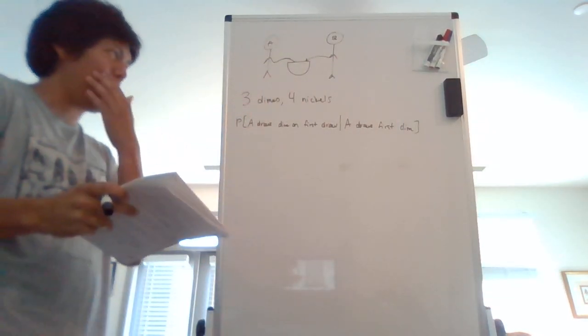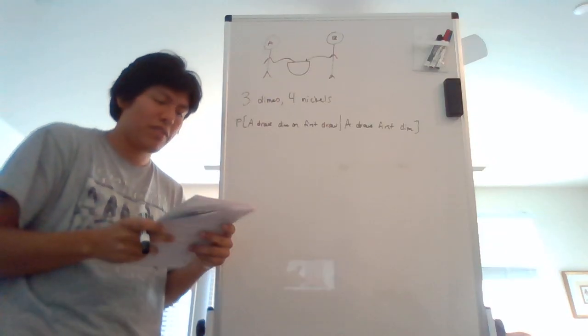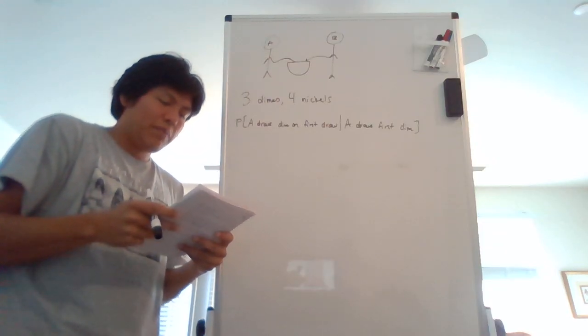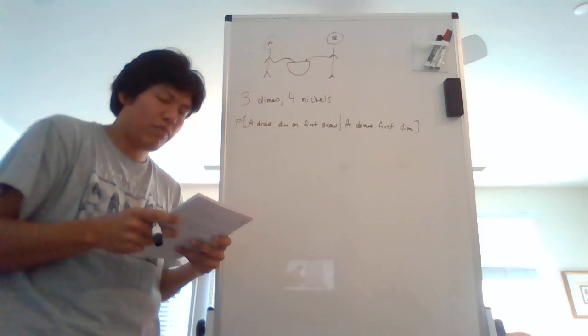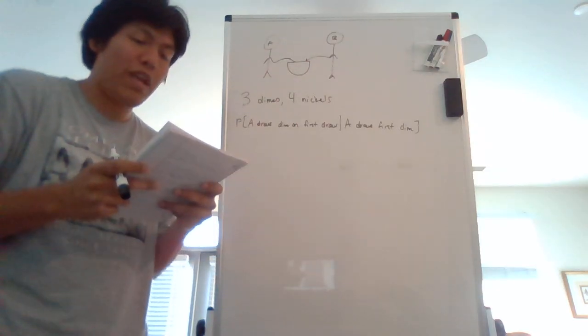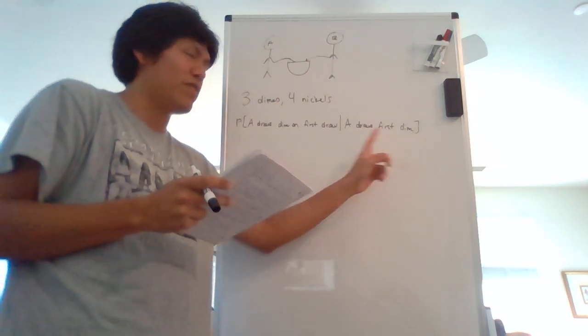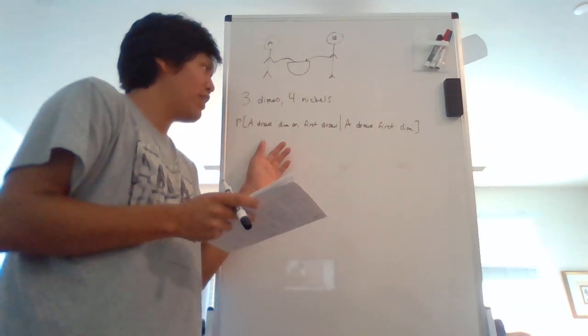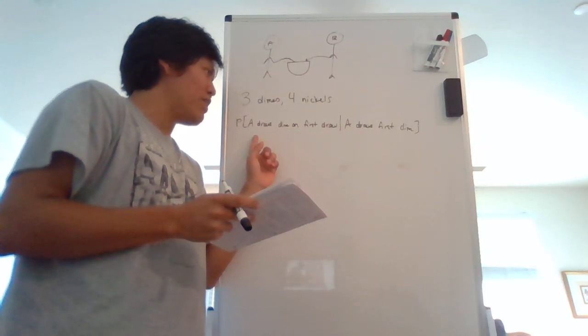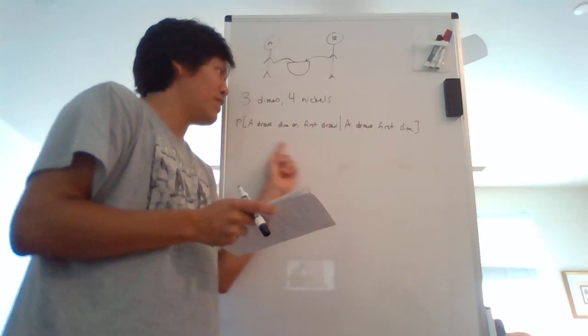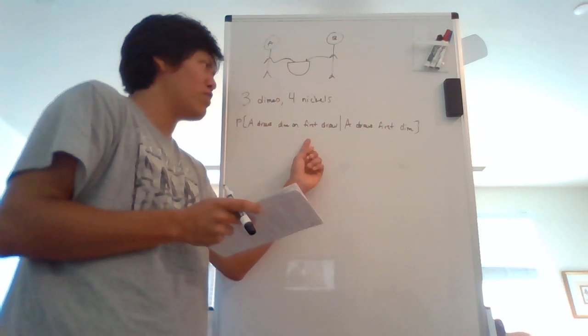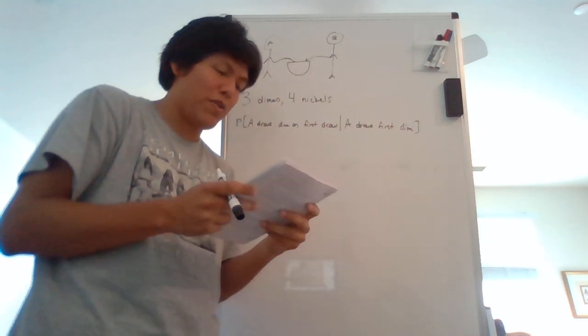Okay, now we're complete. Now this is what we're trying to solve for. Yes, because it is known that A drew the first dime, so A draws the first dime. We know that, we're given that. And now we're trying to solve this conditional probability: A draws a dime on the first draw, given that A draws the first dime.